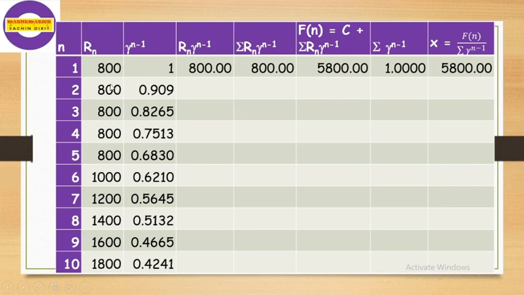For the second year, we first multiply these two values: 800 into 0.9091. We get 727.28. We add this value to this 800, and we get 1527.28. Then we add this value to the cost of the machine, that is 5000. So we get 6527.28.